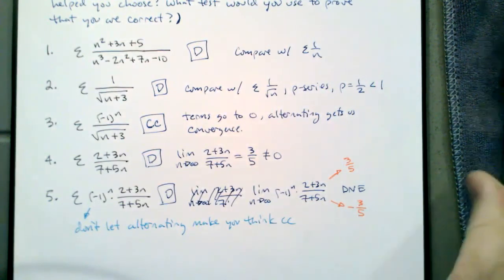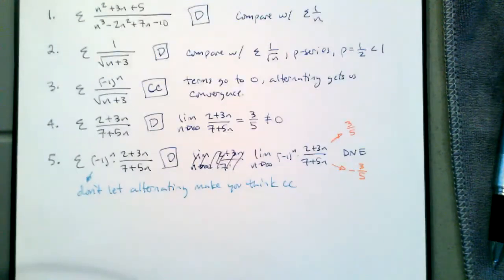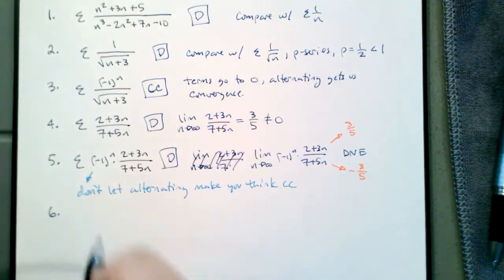Don't let alternating just make you automatically say conditional convergence. That's a common thing that students fall into. Alternating, that's when we have conditional convergence. That just happens to be when the alternating shows up more often.